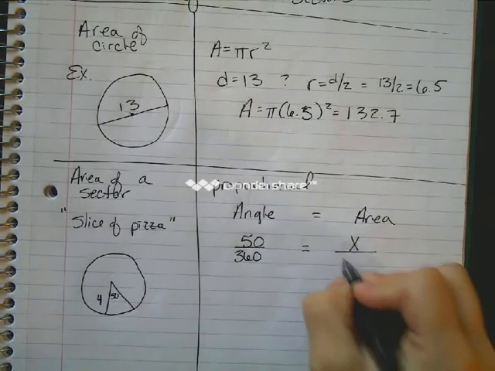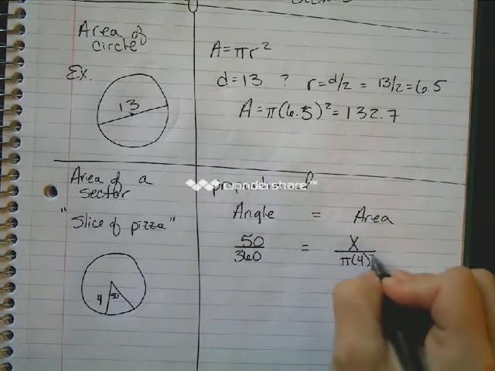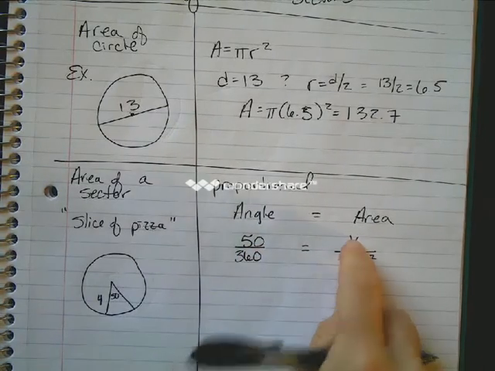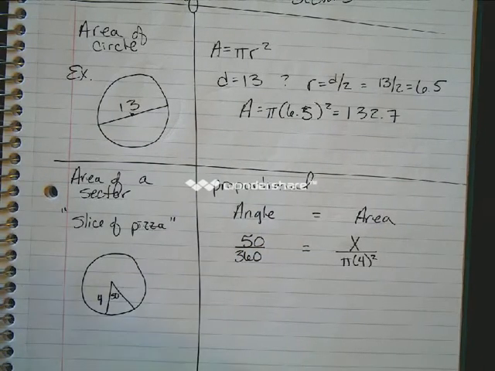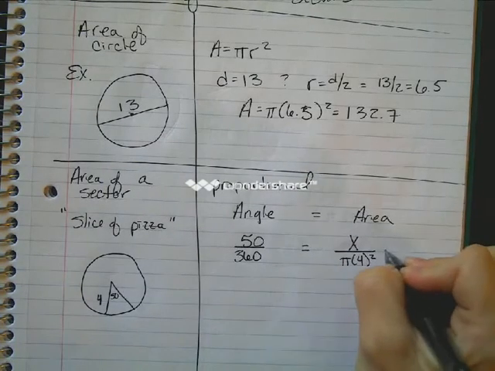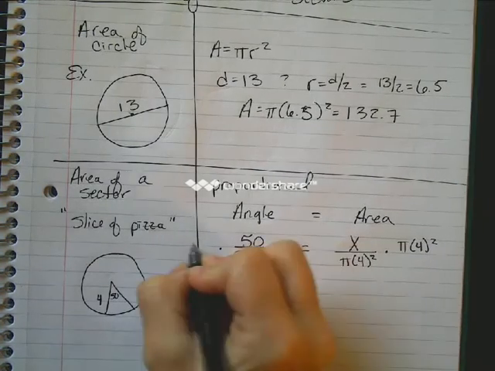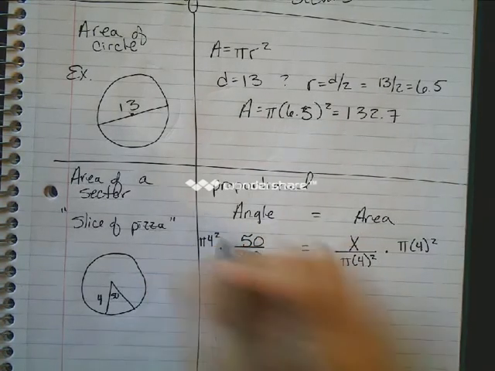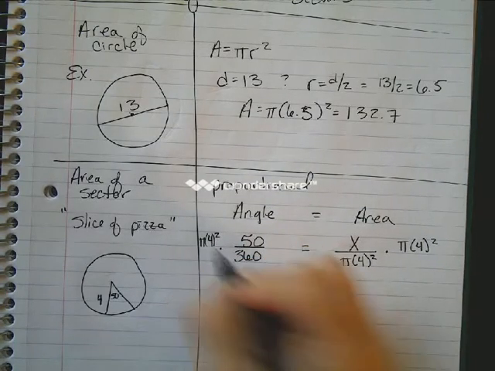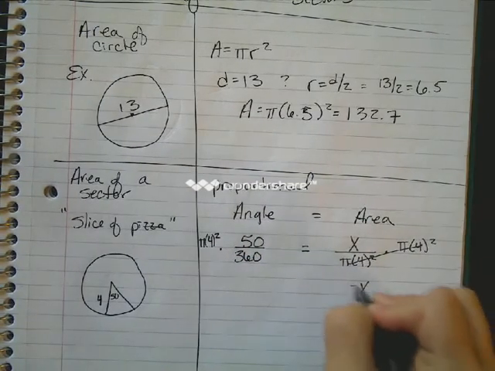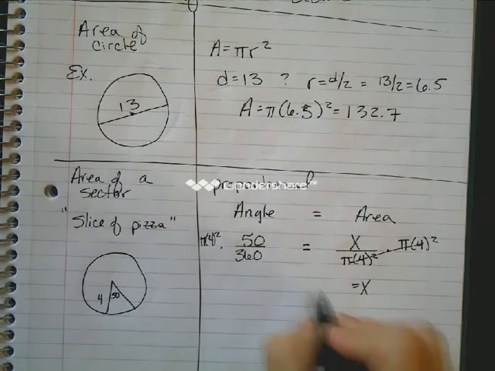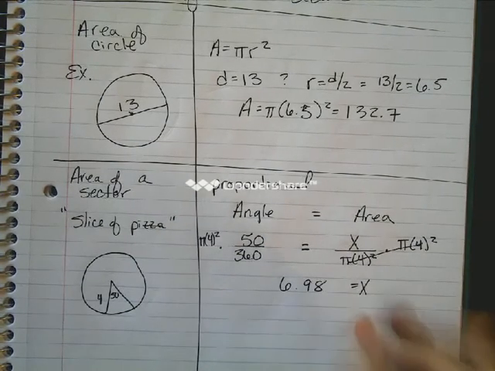So we were able to plug in for everything except for the area of the sector, which means we should be able to cross multiply and solve. Alright, so we just multiply by pi 4 squared, multiply by pi 4 squared. That cancels, and if you put all that in the calculator, you should get 6.98. So again, same exact proportion as yesterday. The only difference is that this is area instead of circumference.